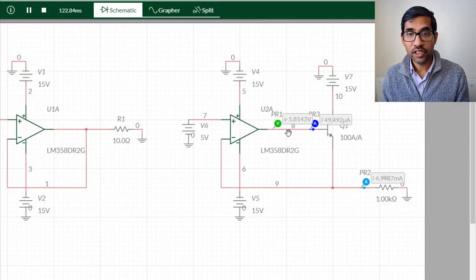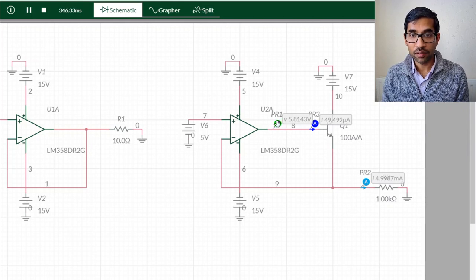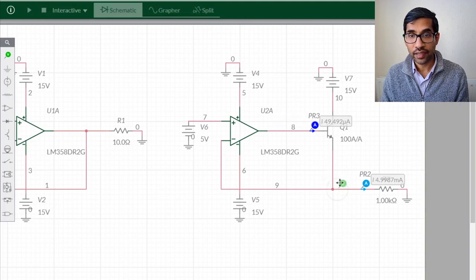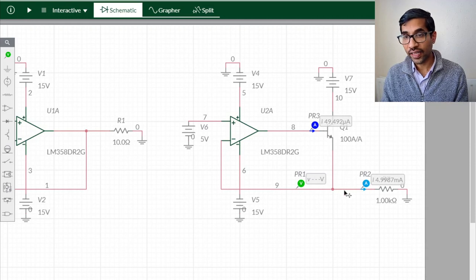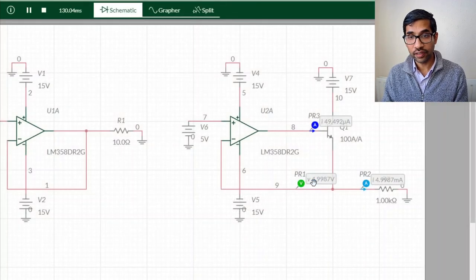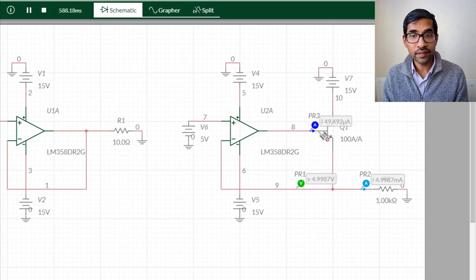So the voltage here is 4.814, but that's not the voltage output now. I need to stop this, and let's put this at this place. That's the output voltage, because that's the place where the resistor is connected, right? So you have got 5 volts here and you've got 5 milliamperes of current, and you can take a look how much current is coming through the base. Only 49 microamperes. So even though 5 milliamperes is being supplied to the load, most of the current is coming from here instead of from here, right?